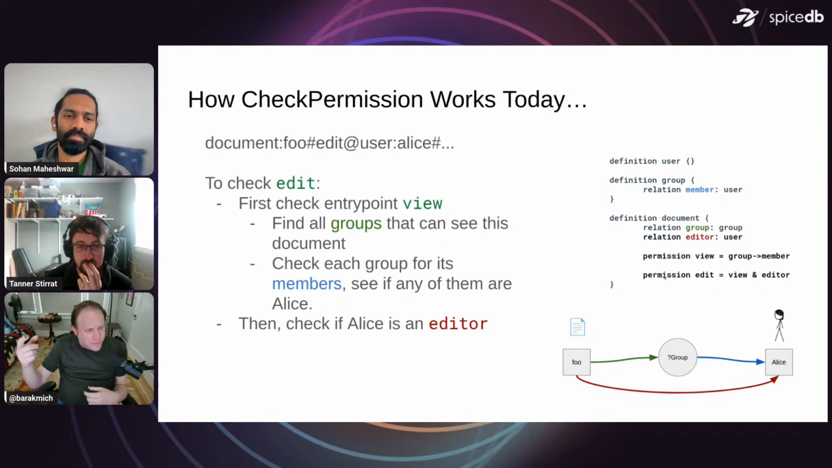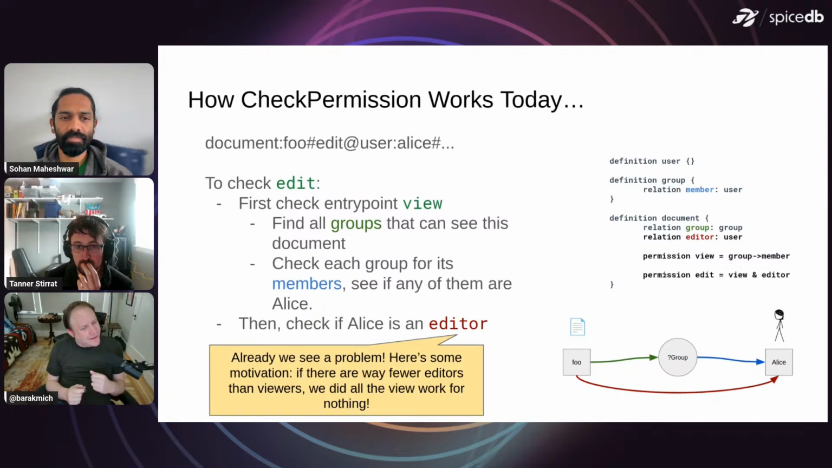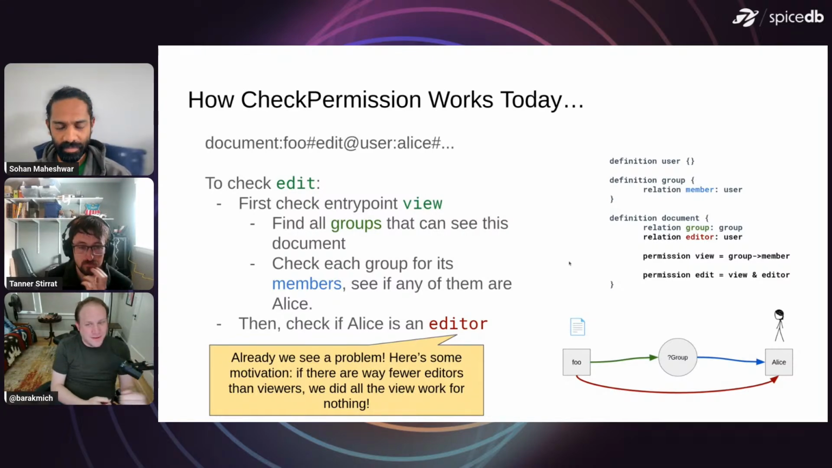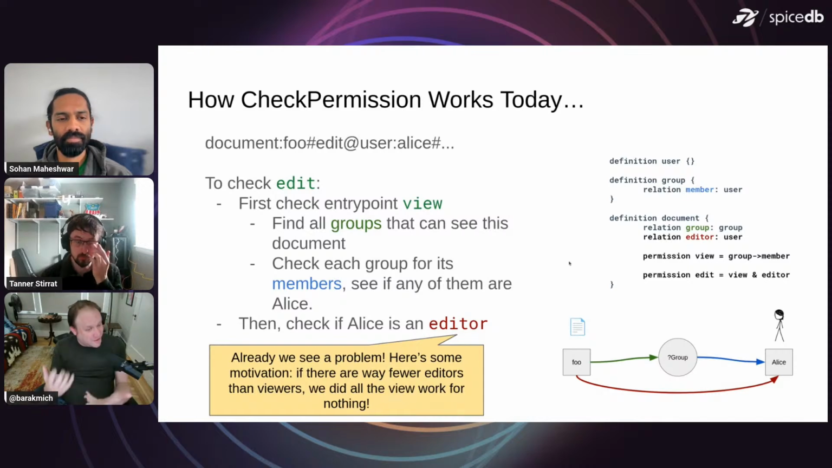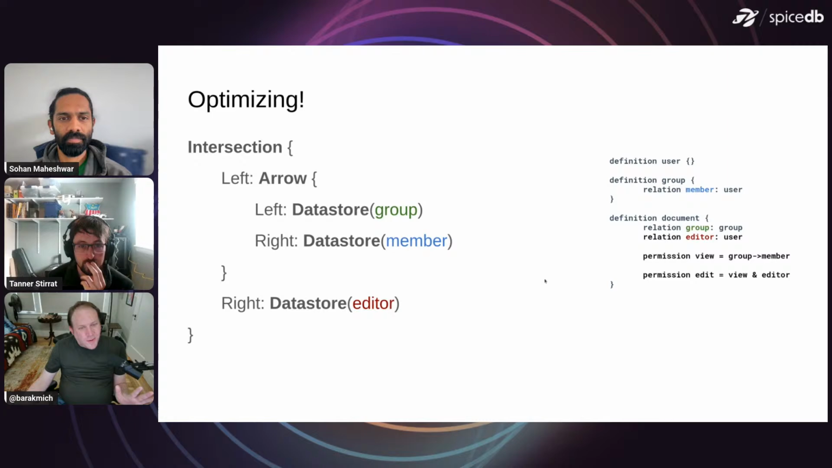Next slide. But that's already a little problem, right? If you think about that for a second, wouldn't it be easier if there's way fewer editors? Why don't we check editor first? Is Alice an editor? She can only possibly be an editor if she's got this relationship, before we do the work of going through the groups and the group members. So we can short circuit, like Tanner was saying earlier, by checking this first. But because of the ordering as it's written in the schema, we don't know to check that first. In fact, in general, you're not sure which is the more profitable path to take first.